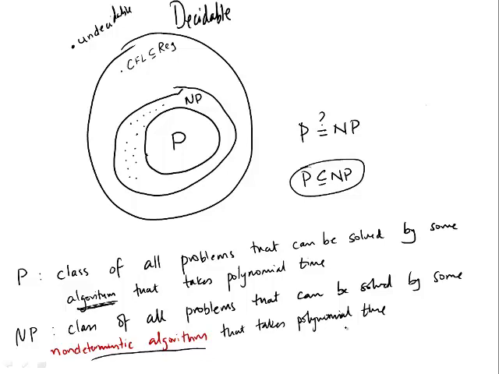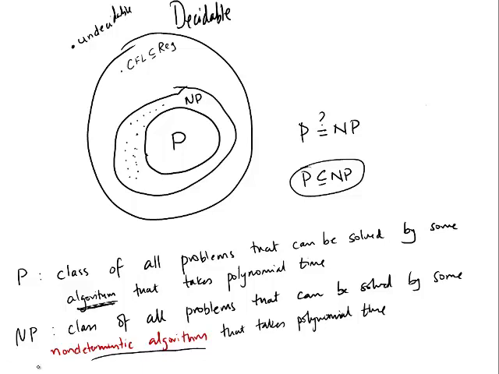Now, most researchers believe that P is not equal to NP, that none of these hard problems which we want to solve in polynomial time are solvable in P. That's what most people believe, but the exasperating fact is that we have not been able to prove this. We have not been able to show that these problems do not have polynomial time solutions.